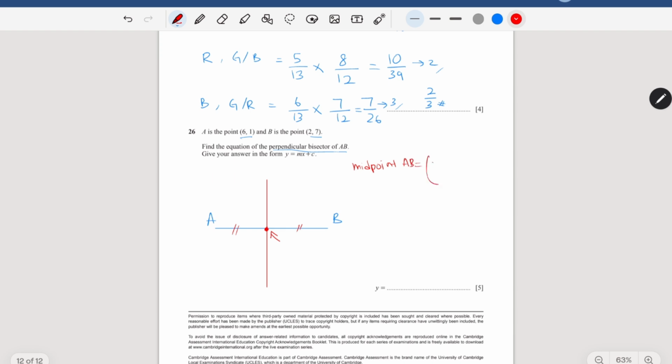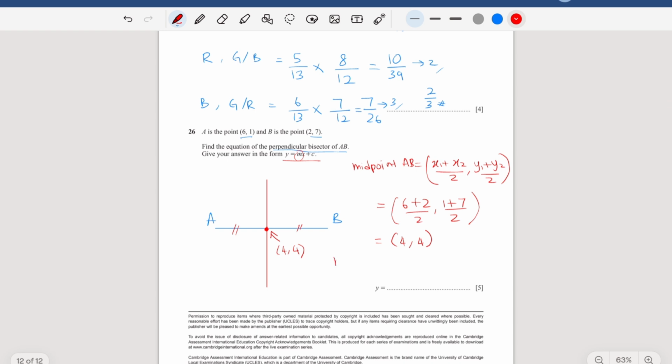Okay, let's find the midpoint of A and B. The midpoint formula is (x1 plus x2) over 2, (y1 plus y2) over 2. So it will be (6 plus 2) over 2, (1 plus 7) over 2. So your midpoint will be (4, 4). Okay, that is your midpoint, (4, 4). Okay, so if you want to find the equation of the perpendicular bisector in the form of y equals mx plus c, you need to know the m, which is the gradient. We know that we can find the gradient of AB, right? If you find the gradient of AB, what will be the gradient of the perpendicular bisector?